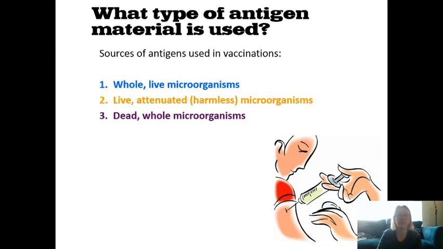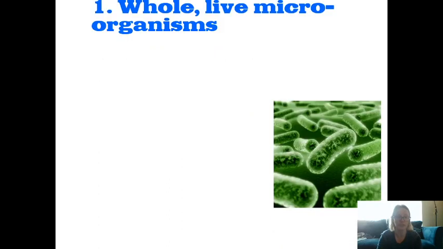So we've got a variety of sources that we can use for vaccines. We've got whole live microorganisms that can be used for some diseases. We've got live attenuated strains, so those are harmless strains of microorganisms. We've got dead whole microorganisms, extracted antigens, and toxoids.